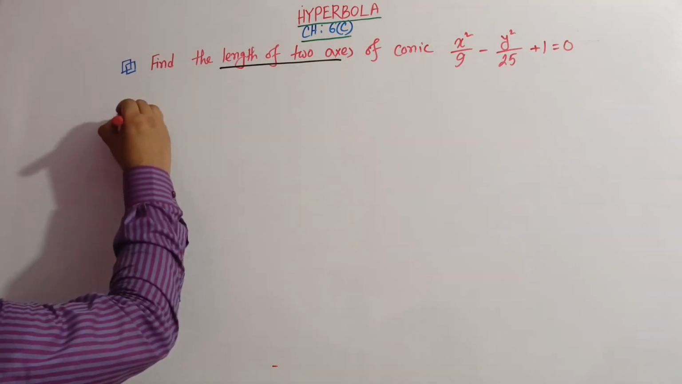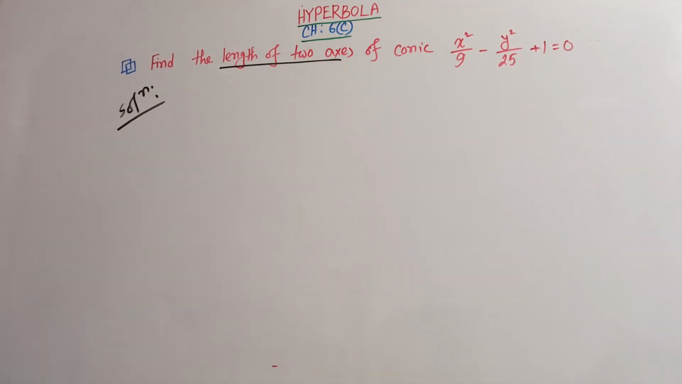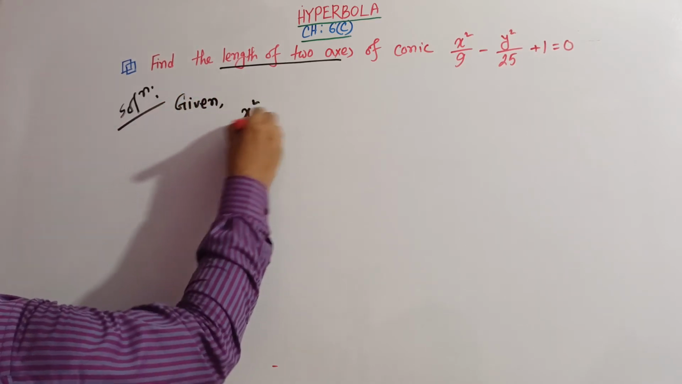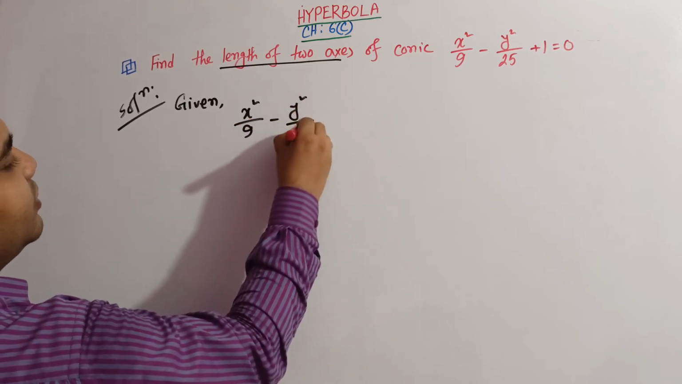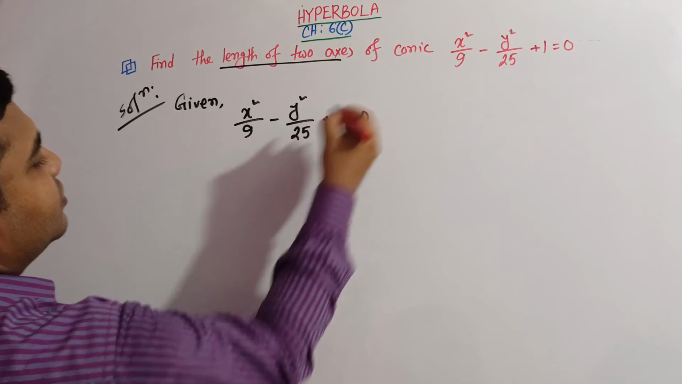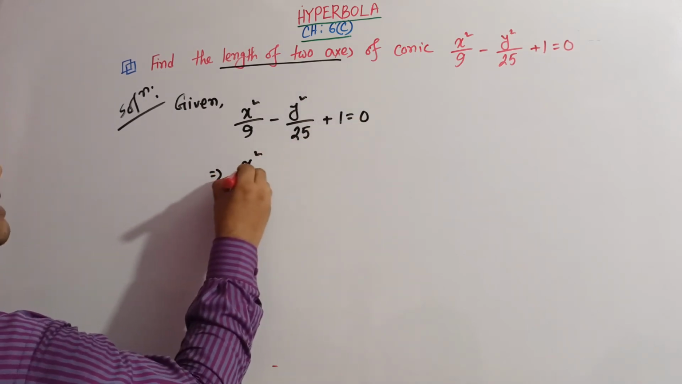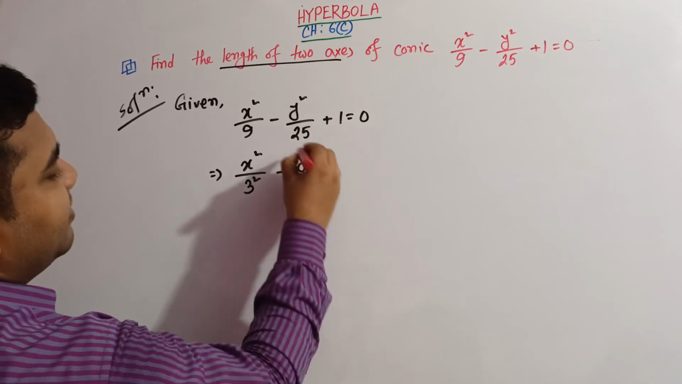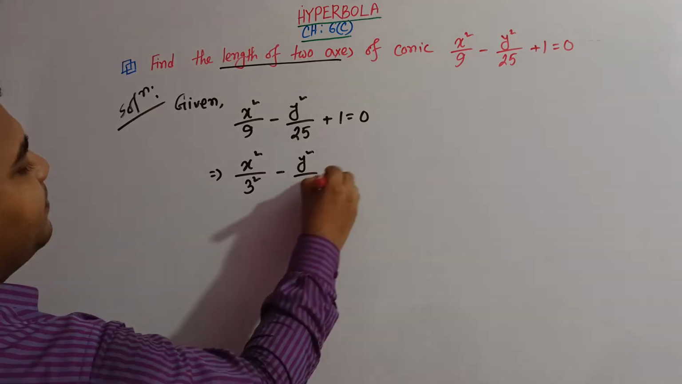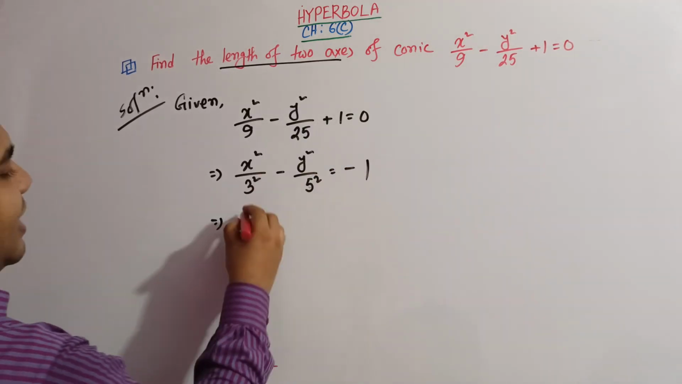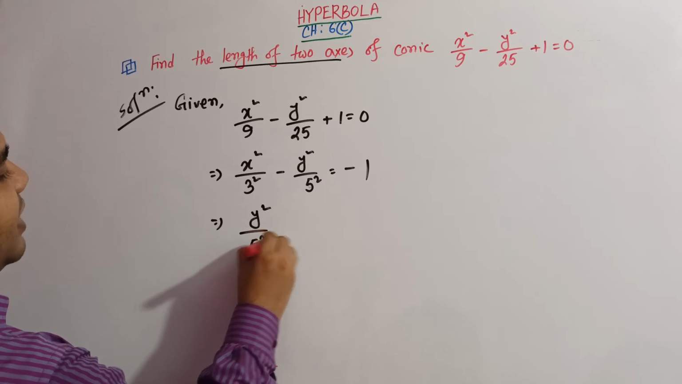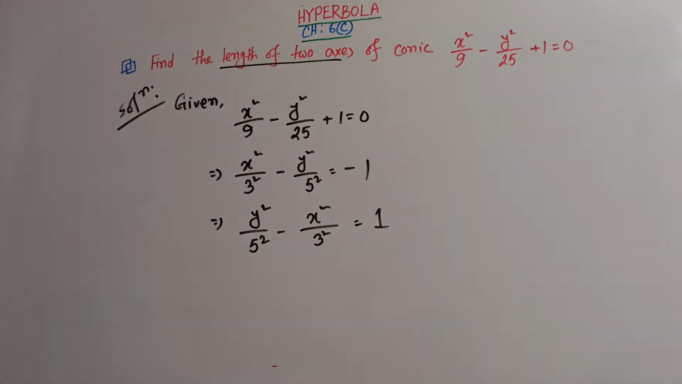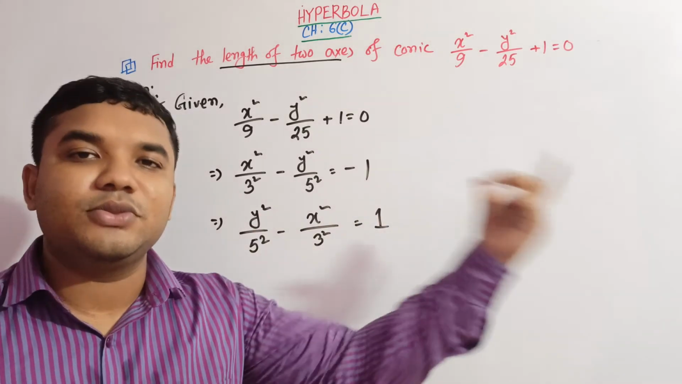So our solution should have been: here the given conic is x square by 9 minus y square by 25 plus 1 equals 0. This could be written as x square by 3 square minus y square by 5 square equals minus 1. After multiplying by minus, we will get y square by 5 square minus x square by 3 square equals 1. So here we can understand that this is not the first type, this is actually the second type of problem.